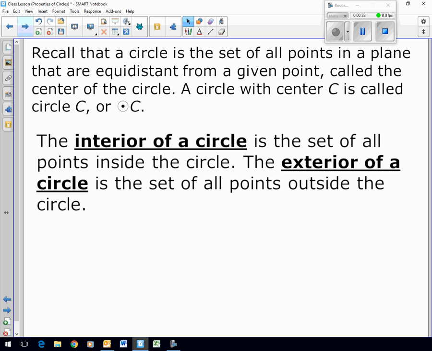A circle is just the set of all points in a plane that are equidistant from a given point, called the center of the circle. A circle with center C is called circle C, or it has the symbol for a circle and C next to it.